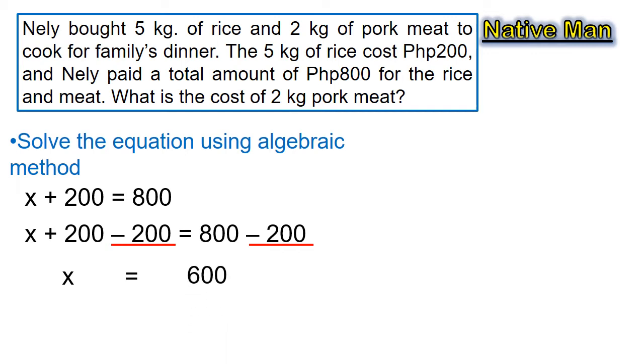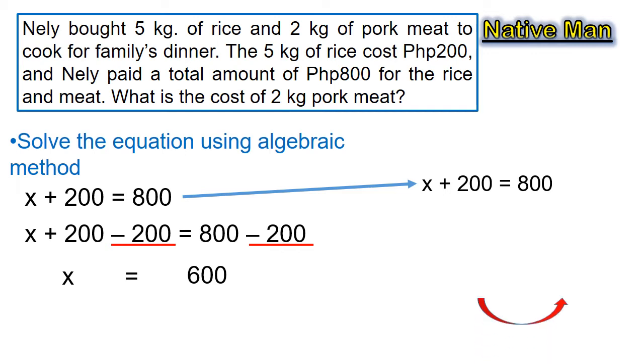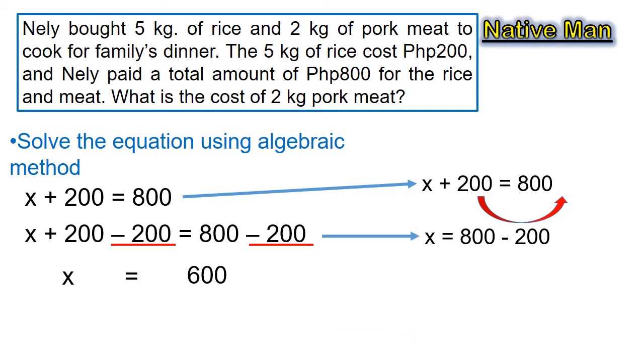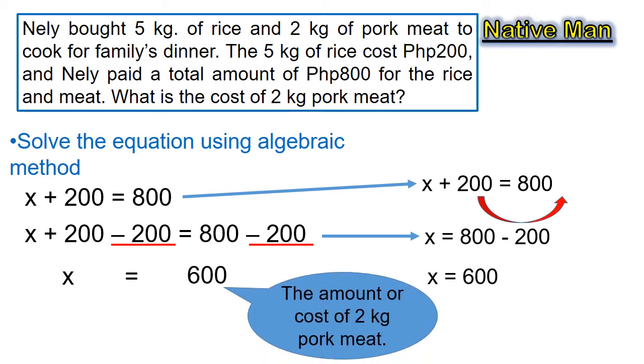But there's other way to solve this problem. So this one, x plus 200 is equal to 800. So yung shortcut lang po nito is just transpose 200 to the right side of the equation. Ang maiwan dapat sa left side is yung may variable lang po na x. So, if you transpose that, since plus 200, pag nilipat po, magiging minus 200. Kaya, sa right side, 800 minus 200, okay? The same po dyan sa kabila na sinolve po natin. So, x is equal to 600. So, therefore now, the amount or cost of 2 kg pork meat is equal to 600.